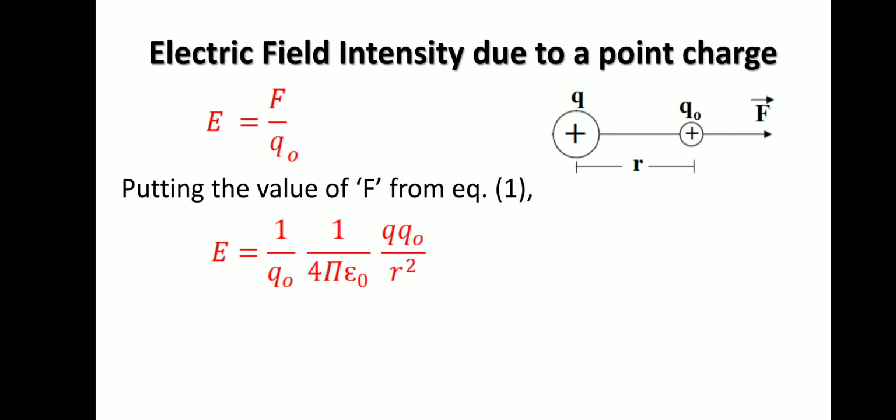What happens? This happens. 1 upon Q0, this Q0 as it is, and the value of F is 1 upon 4 pi epsilon naught Q Q0 upon r square. This Q0 will be cancelled by that Q0, and we will get E is equal to 1 upon 4 pi epsilon naught Q upon r square, and this is the expression for the electric field intensity due to a point charge.